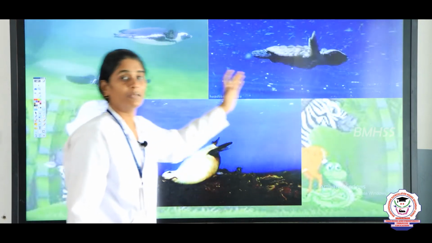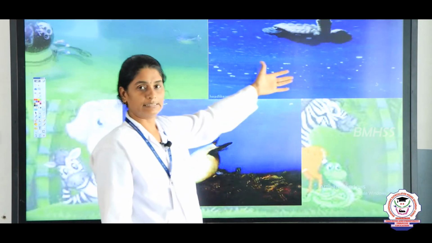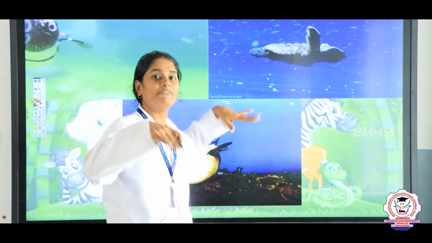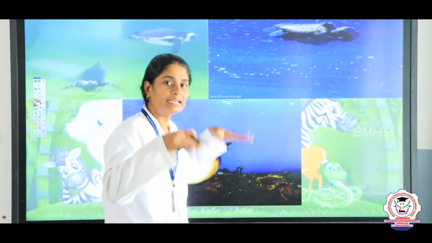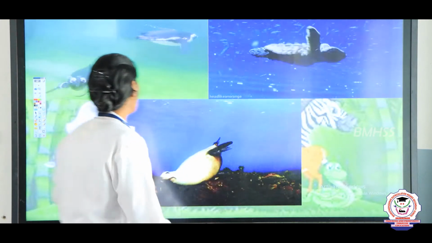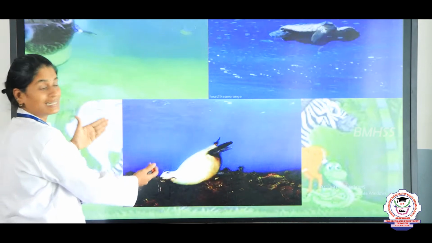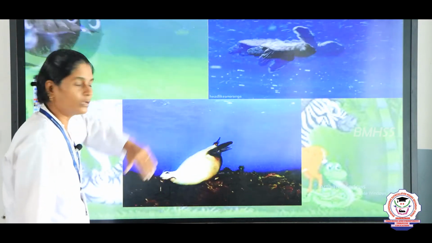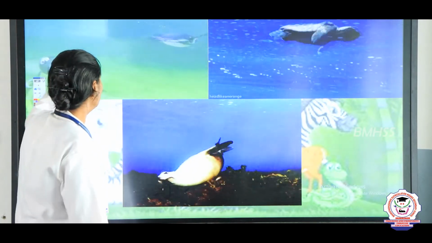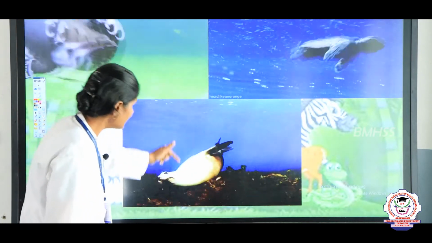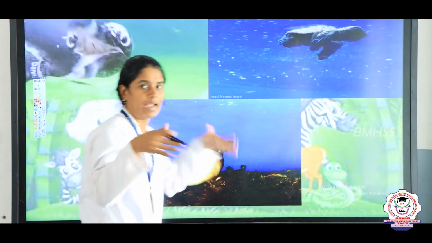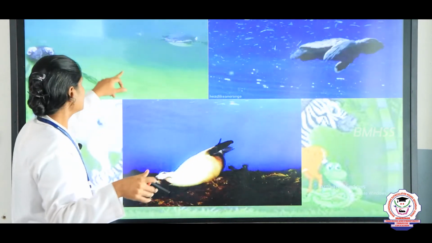Even some animals, for example turtles, right. Turtles use paddle-like limbs. Using the paddle-like limbs they swim in the water and move from one place to another. And some more animals like birds, like you can see, they use flippers. Penguin and seal: you can see on the side they have hand-like things. That is called flippers.